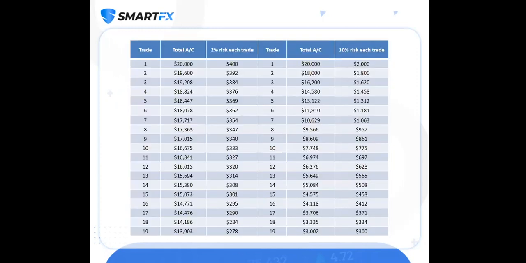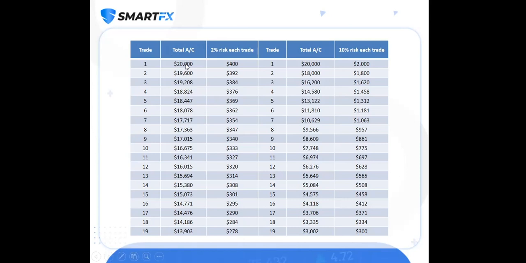I've given here an example of a couple of trades done in an account. This is a $20,000 account, and I have specifically given 19 trades here, with one person taking a 2% risk and one person taking a 10% risk. So there are two people in this trading market. One person is saying, I'm going to take 2% risk, and the other person is saying, no worries, I know everything about forex, I can make a lot of money in this, so I'm ready to take 10% risk here.